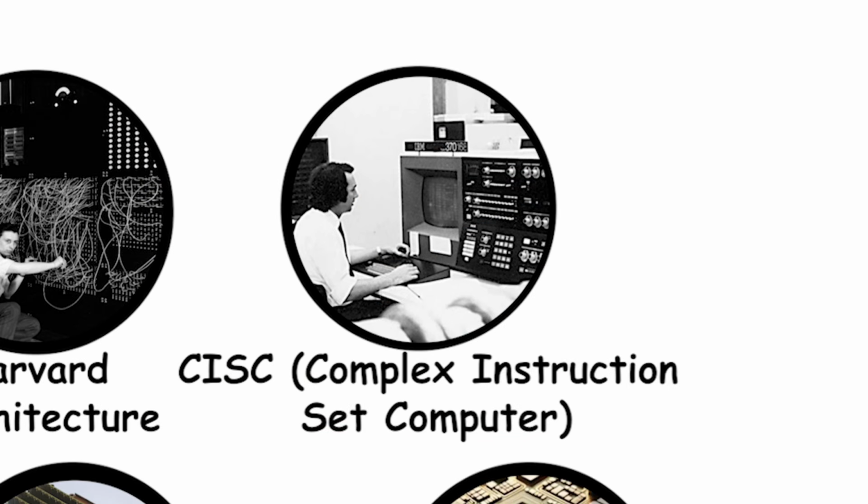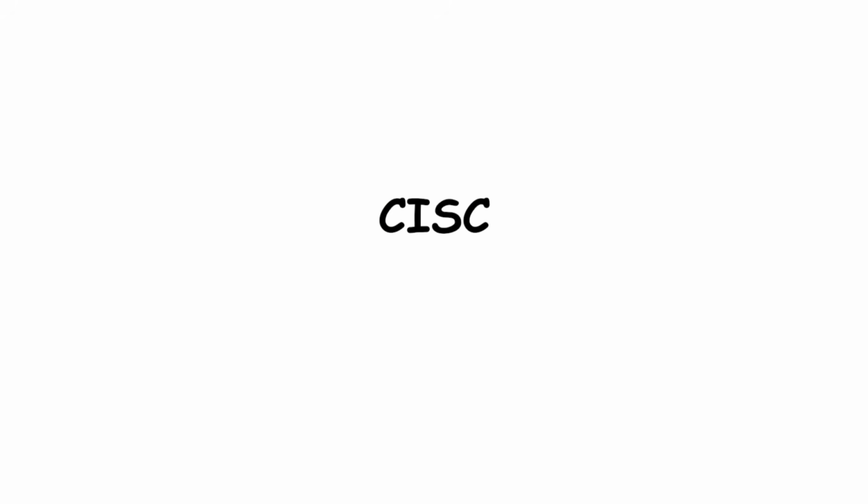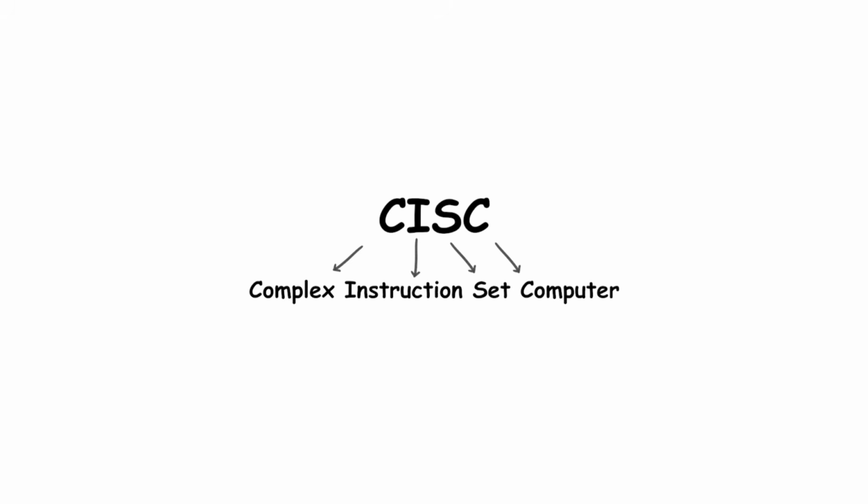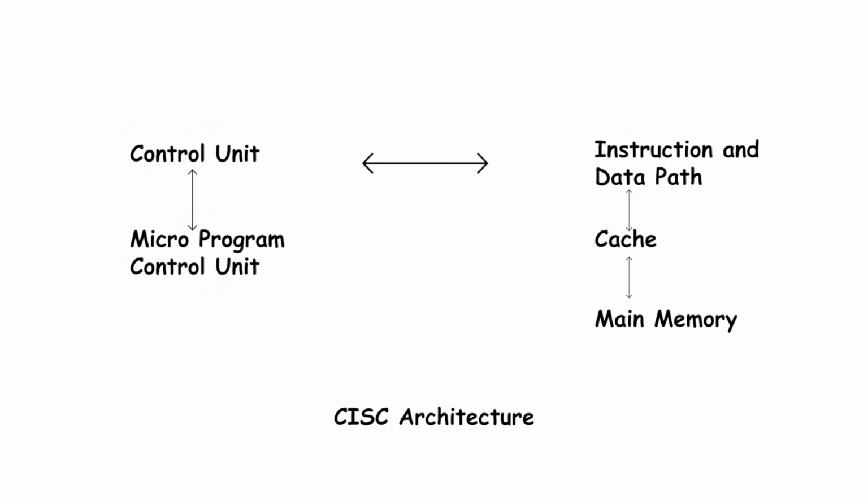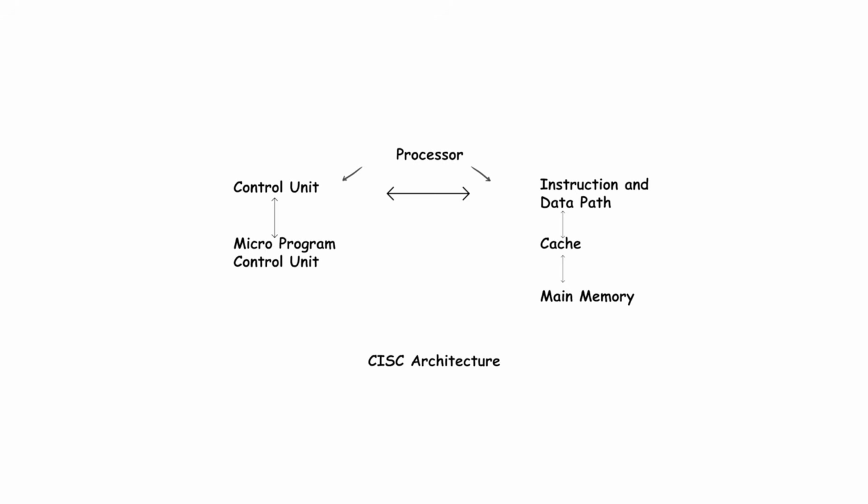CISC, Complex Instruction Set Computer. CISC stands for Complex Instruction Set Computer. It describes a CPU design philosophy where the processor is equipped with a large set of instructions, some of which can perform multi-step operations in a single command.